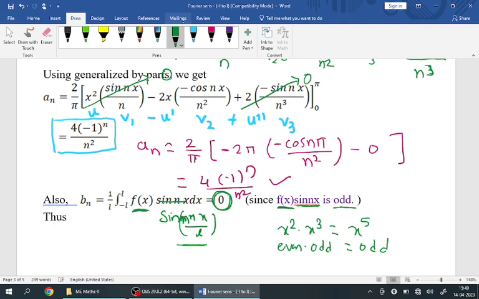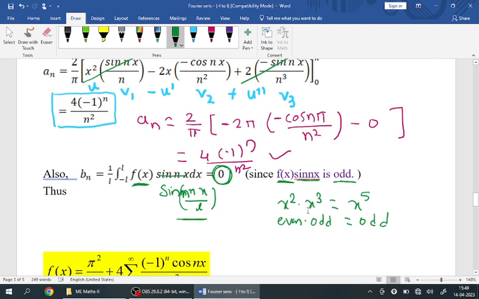No need to calculate, no need to apply generalized integration by parts. Even if you apply generalized integration by parts, your answer will come 0 only. So Bn is 0 directly. Just say fx is an even function, hence Bn is 0. That also you can write. Fx is even, so Bn is 0.